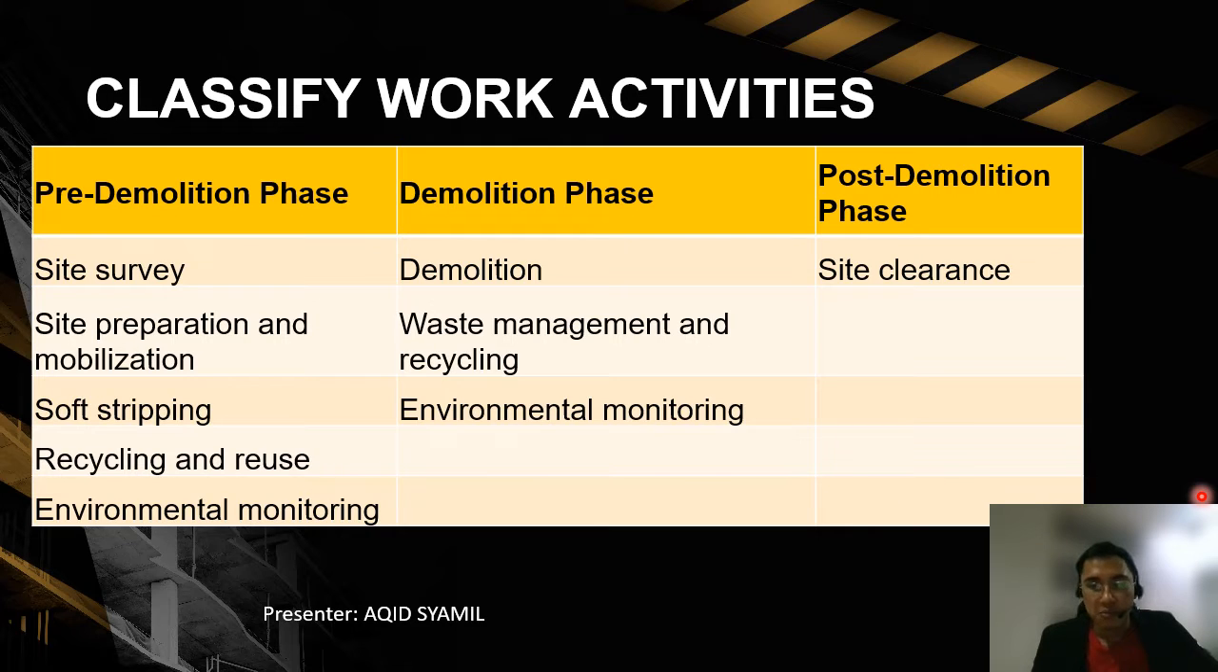A team of experts monitors the initial water and air quality as well as noise and vibration levels. For the demolition phase, we have demolition, waste management and recycling, and lastly environmental monitoring also. During the construction, the water and air quality as well as noise and vibration levels are all monitored to ensure that they do not exceed the permissible limits. And lastly, for the post-demolition phase, we have site clearance.